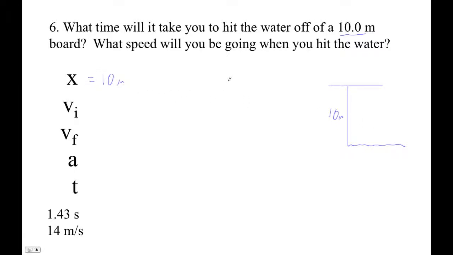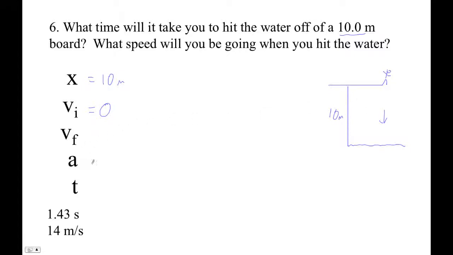That's our distance, right? There's no mention about an initial velocity, so I'm going to say it's 0. That is, we just step off that board and just, whoa, 10 meters, that's a long way. That's 32.81 feet. That is a tall, tall board. So if you just jump off that, it's pretty terrifying.